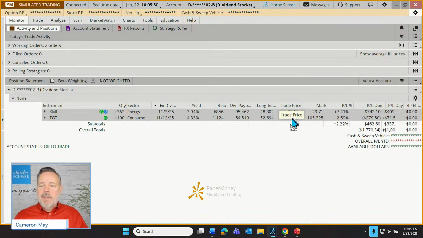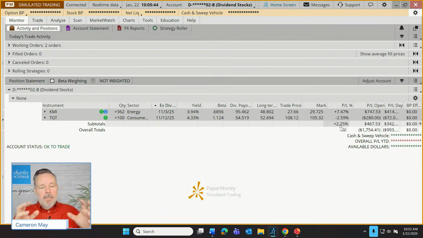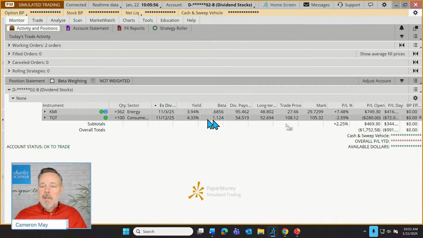This is how much we paid for these stocks. This is what they're trading for right now. So right now we're up nicely on our KMI position, down a bit on Target, overall up about 2.25%. And that might be a joint benchmark for portfolio performance with a dividend investor, along with the yield that's being collected. So capital appreciation plus yield, the portfolio seems to be positioned well at this moment. Obviously, things can turn. But overall, that's where we stand.